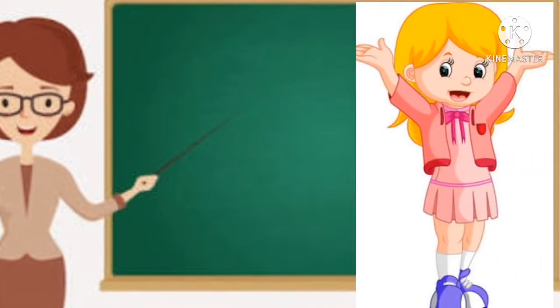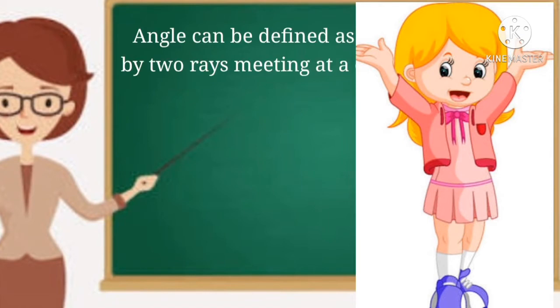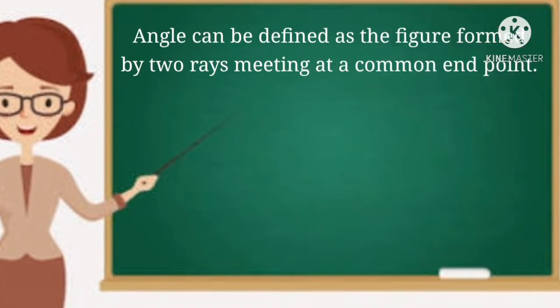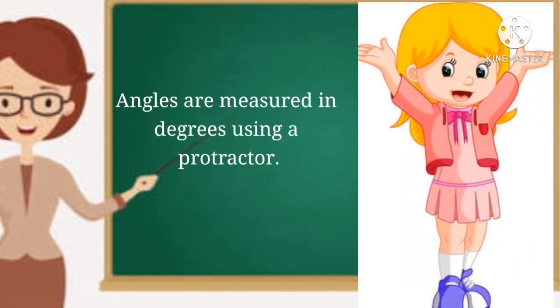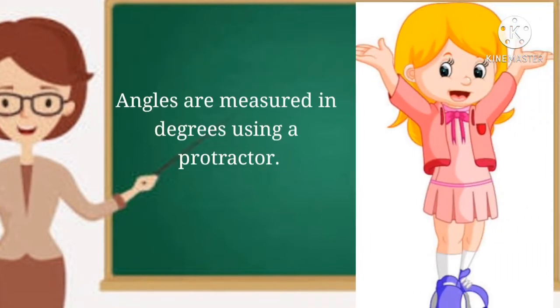What is an angle, ma'am? Angle can be defined as the figure formed by two rays meeting at a common endpoint. How are angles measured? Angles are measured in degrees using a protractor.